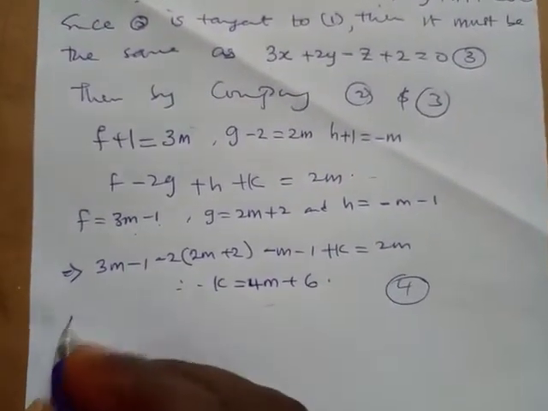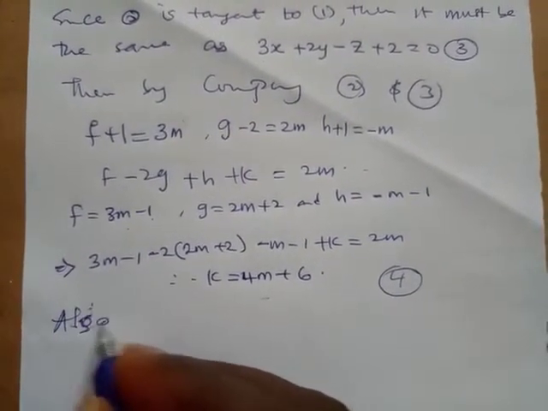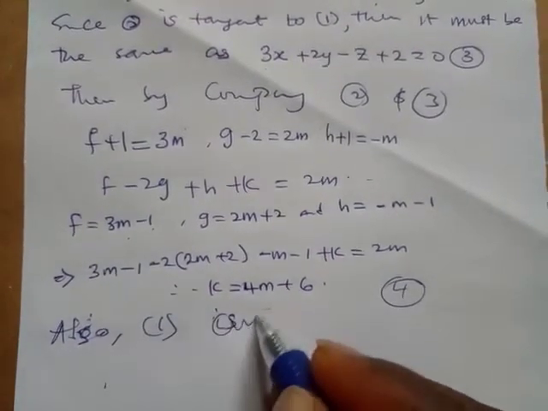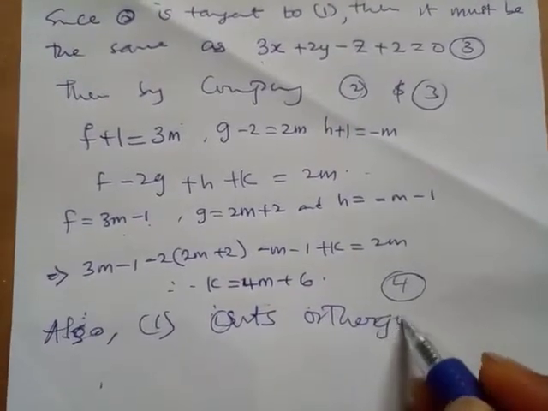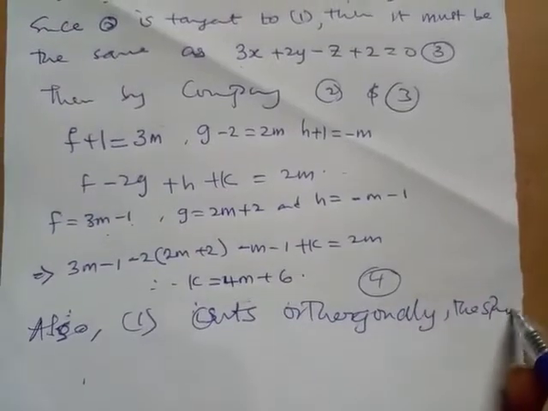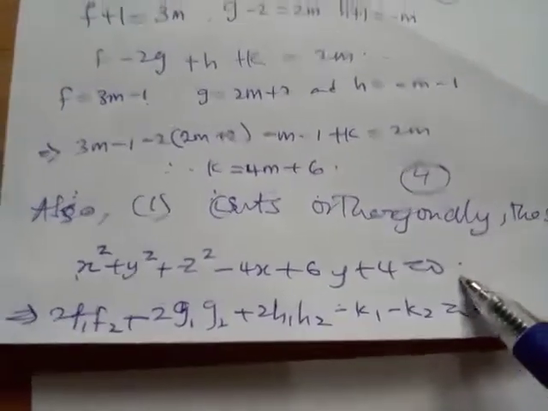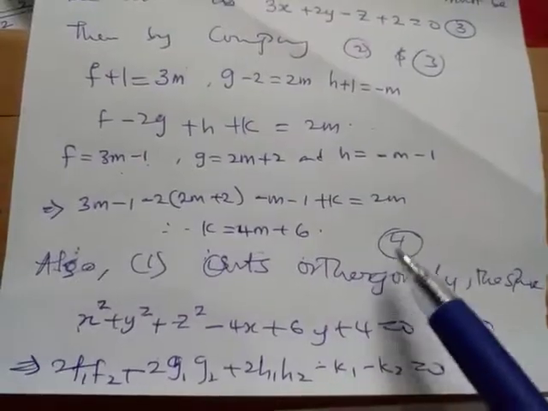So we continue by also cutting orthogonally this sphere. So this is the sphere we have written here. Let me call this 5. So we cut this orthogonally, that is this sphere 1.